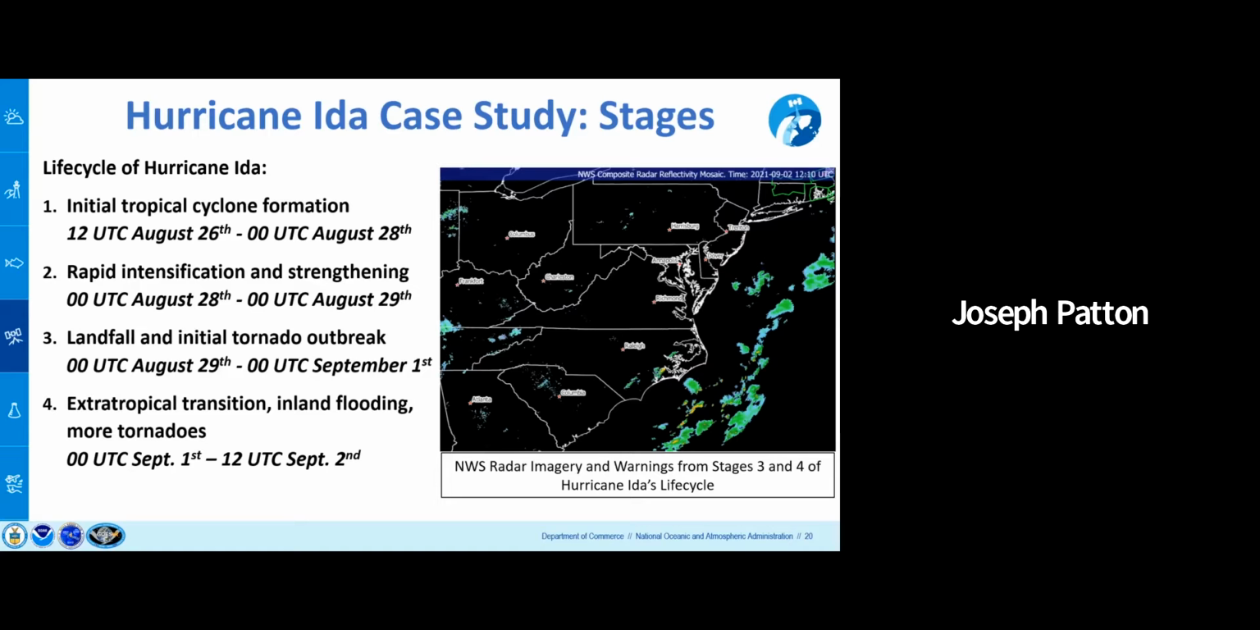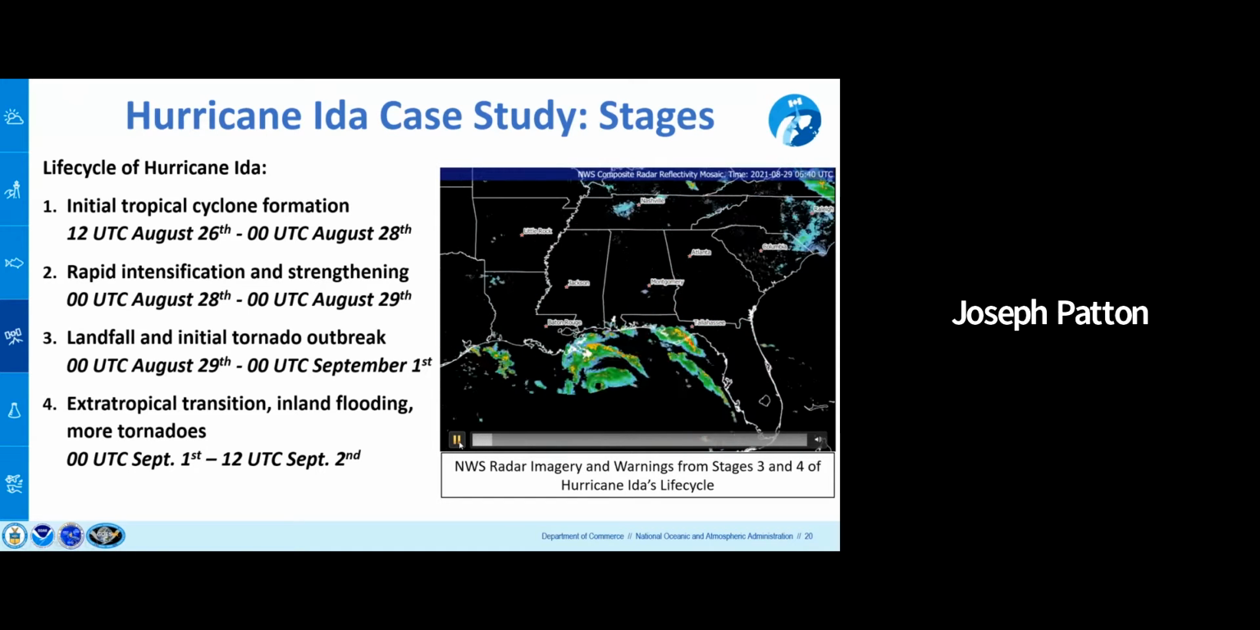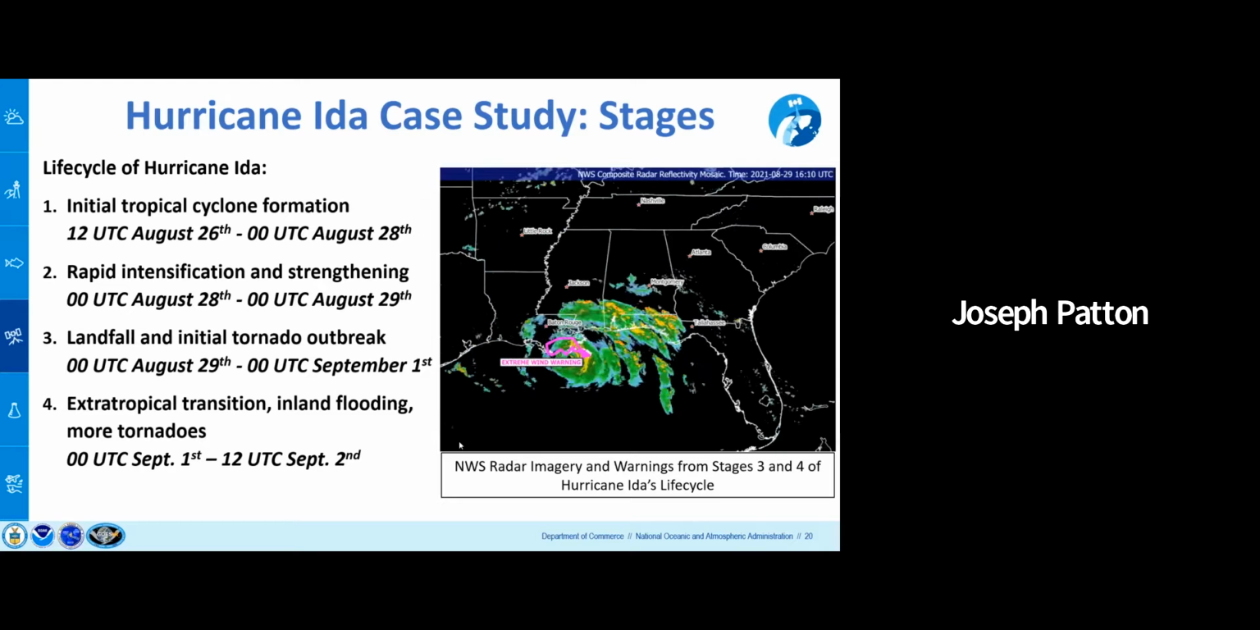And then this third stage is from landfall into the initial tornado outbreak as it makes its way into the Southeast United States, from 0Z on the 29th to 0Z on the 1st. And then finally, there's that extratropical transition.